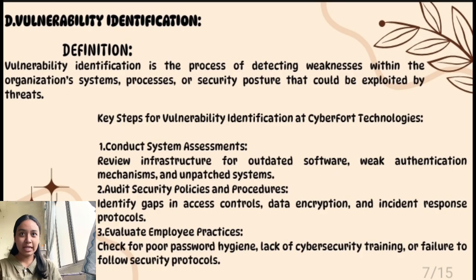For question 1D, vulnerability identification. The definition: vulnerability identification is the process of detecting weaknesses within the organization's systems, processes, or security posture that could be exploited by threats. Key steps for vulnerability identification at Cyber Fraud Technologies. The first one is conduct system assessment: review infrastructure for outdated software, weak authentication mechanisms, and unpatched systems.